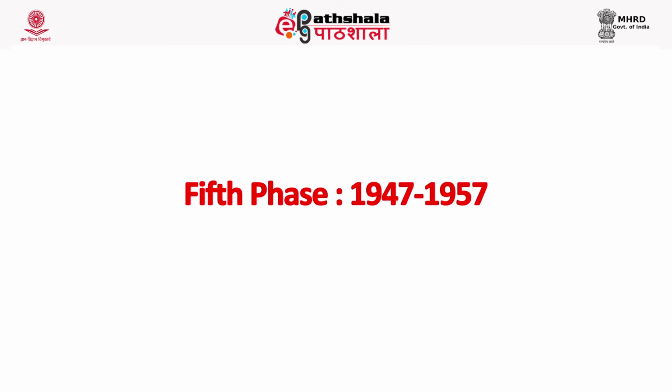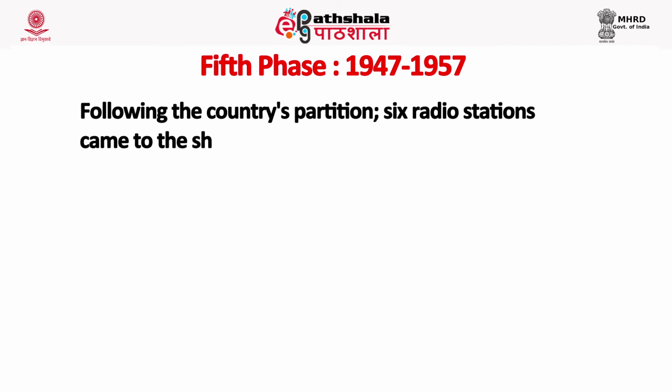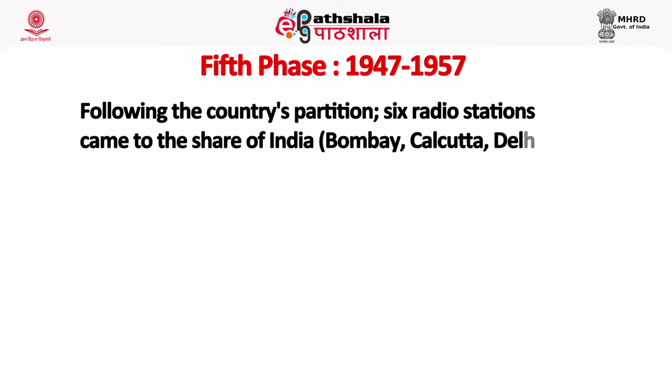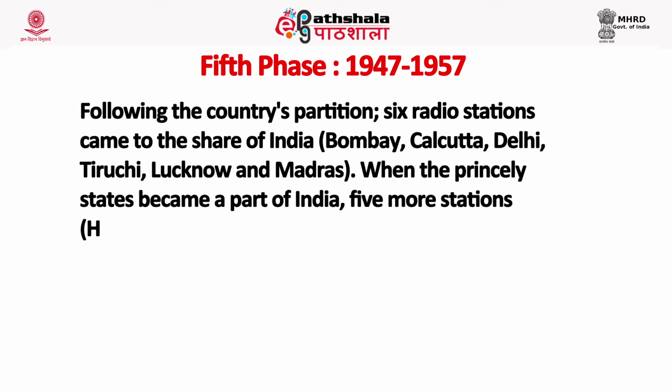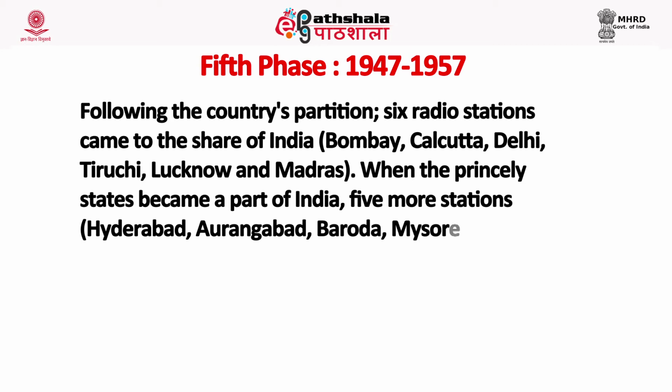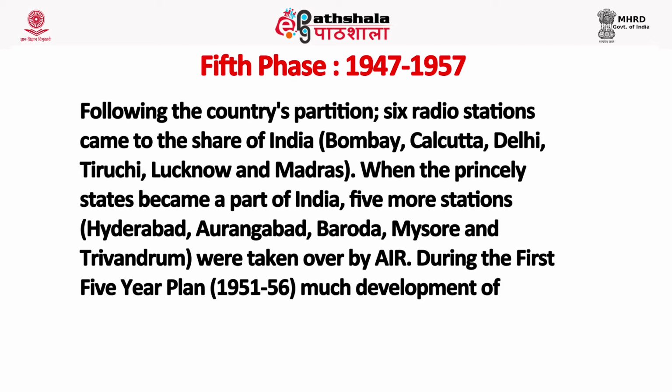Now I am going to talk about the fifth phase, which is during 1947 to 1957. Following the country's partition, 6 radio stations came to the share of India, and these are Mumbai, Calcutta, Delhi, Trichy, Lucknow and Madras. When the princely states became a part of India, 5 more stations, Hyderabad, Aurangabad, Baroda, Mysore and Trivandrum, were taken over by All India Radio.